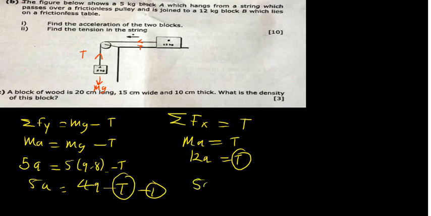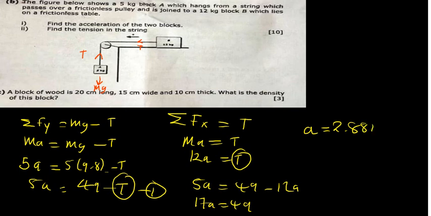So that will be 5a is equal to 49 minus 12a. I'll take this term to the other side. 12a becomes positive, 12 plus 5 will be 17a, that will be equal to 49. Therefore, the acceleration is going to be 49 divided by 17, which is 2.88 meters per second squared.